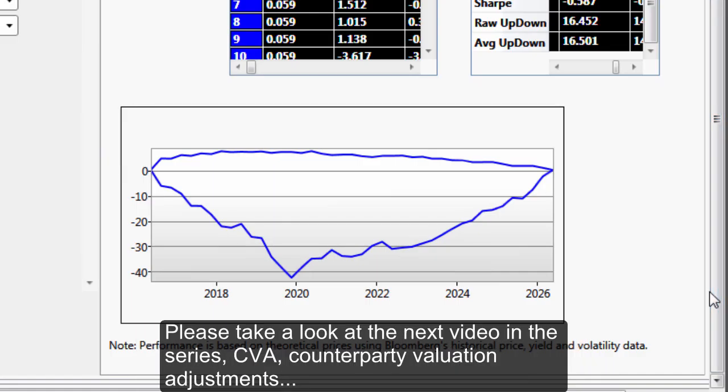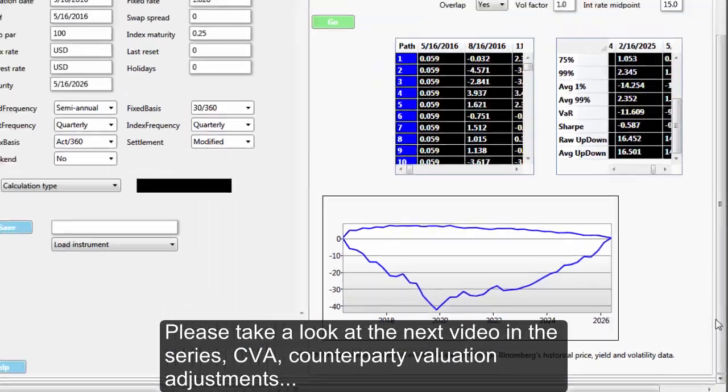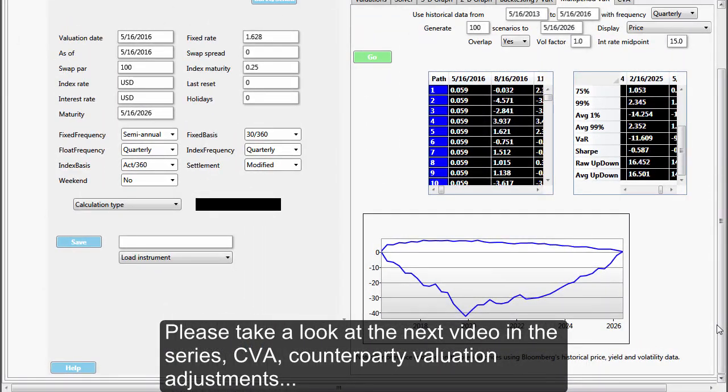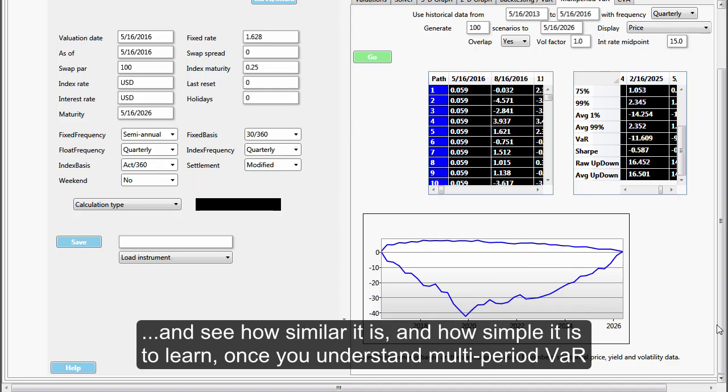Please take a look at the next video in the series on CVA counterparty valuation adjustments and see how similar it is and how simple it is to learn once you understand multi-period VAR.